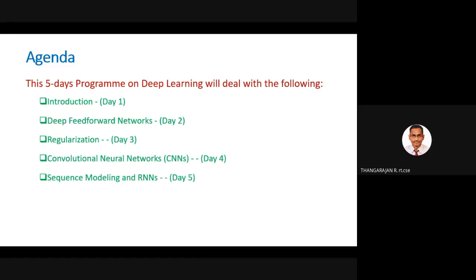One of the reasons is the convolutional neural network. This convolutional neural network has been very successful in various challenges in which it has participated, and it almost gives human level performance. That's the great thing about convolutional neural networks. This will be done on day 4, and on the last day we will be seeing sequence modeling using recurrent neural networks.